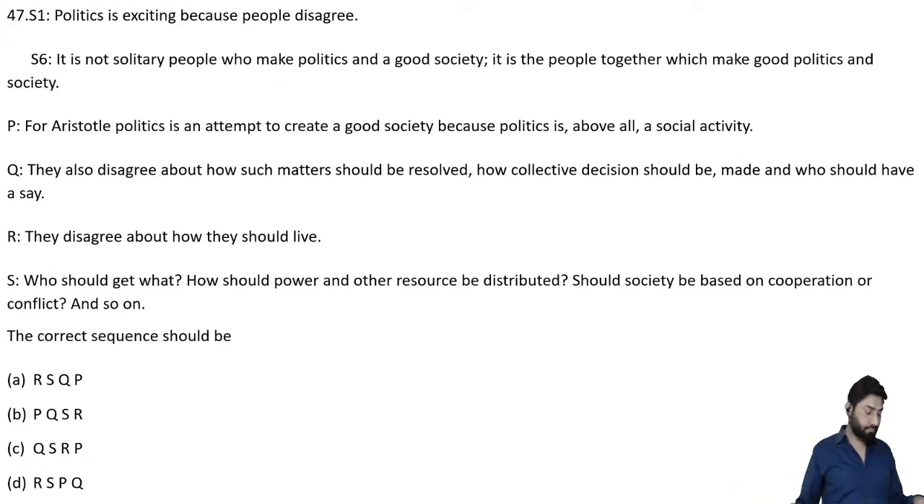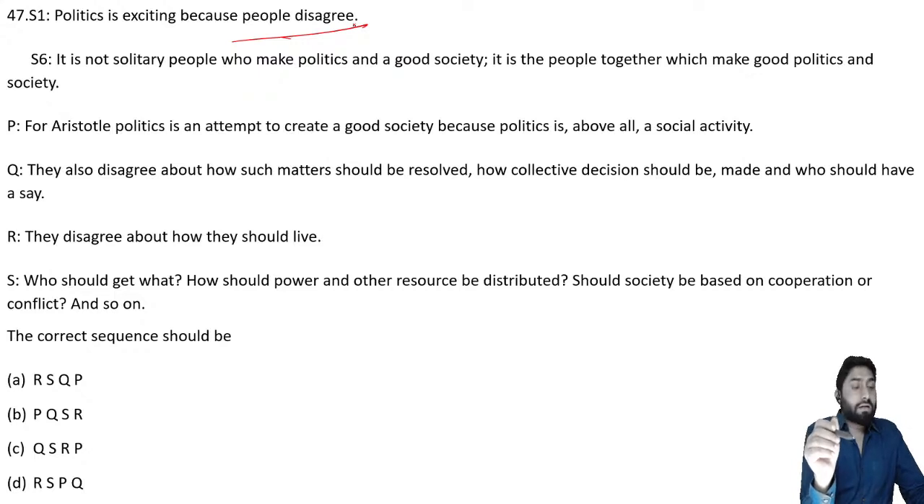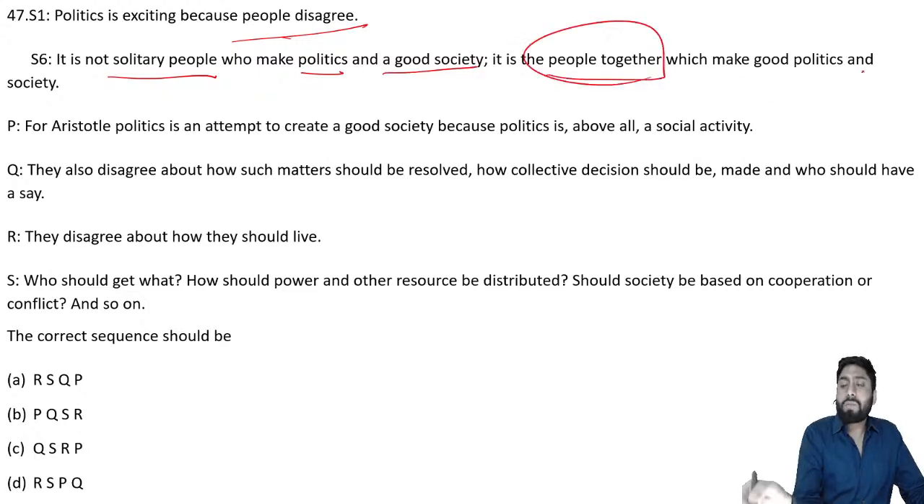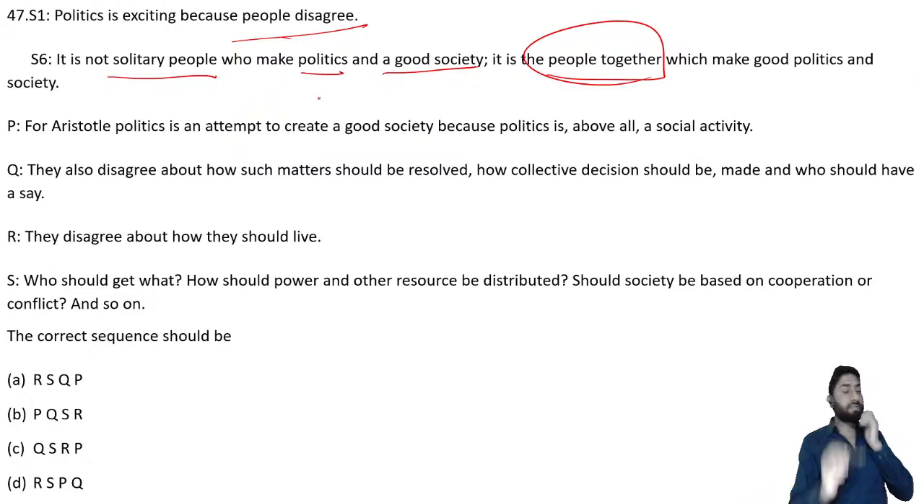47. I think again it's typed properly. Politics is exciting because the people disagree. Yes. Right. Yeah. Let's go to the now 47. So the politics is exciting because people disagree. It's exciting because people disagree. It is not solitary people who make politics a good society. It is people together which make good politics and society. Anyway, that's the last one. So let's see the first one.